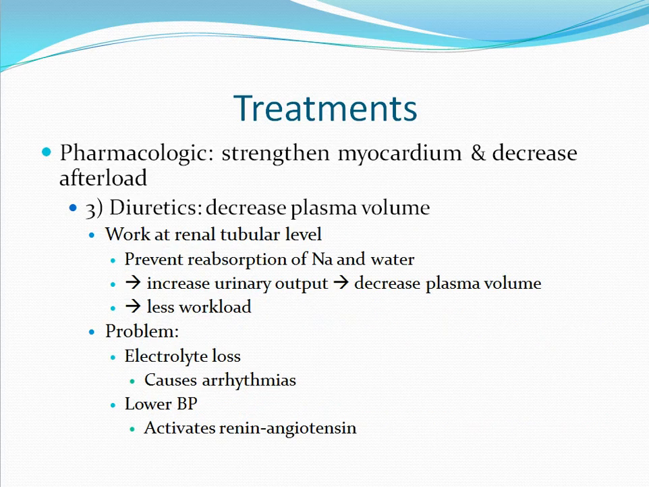One can also use diuretics. These work by decreasing the plasma volume. They work at the renotubular level to prevent the reabsorption of sodium and water. This will lead to an increased urinary output, which ultimately decreases plasma volume, creating less workload on the heart. The problem, though, with diuretics is that they also result in electrolyte loss, which can cause arrhythmias, and they will also lower the blood pressure, which will then stimulate the renin-angiotensin system.